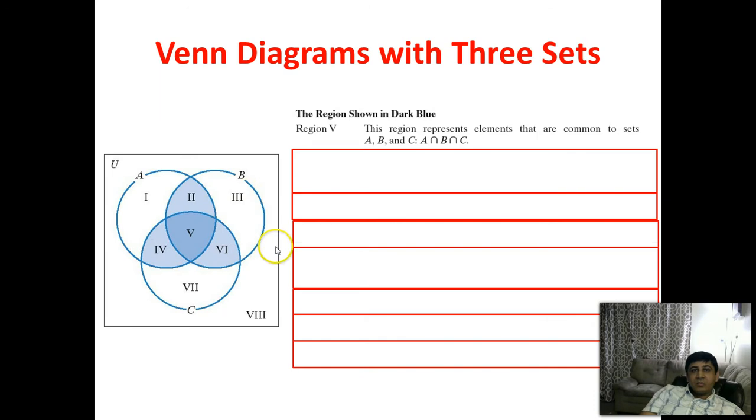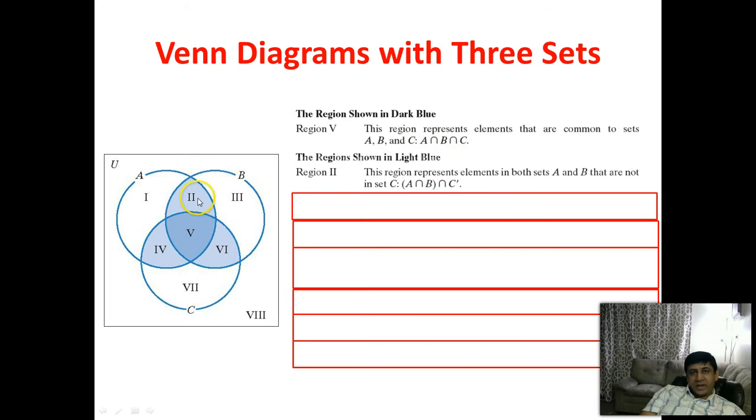Let's start with the innermost region. This region is labeled as region 5 in Roman numerals, and it represents elements that are common to all three sets A, B, and C. Mathematically speaking, it's the intersection of A with B and with C. Common to all: this is this region here.